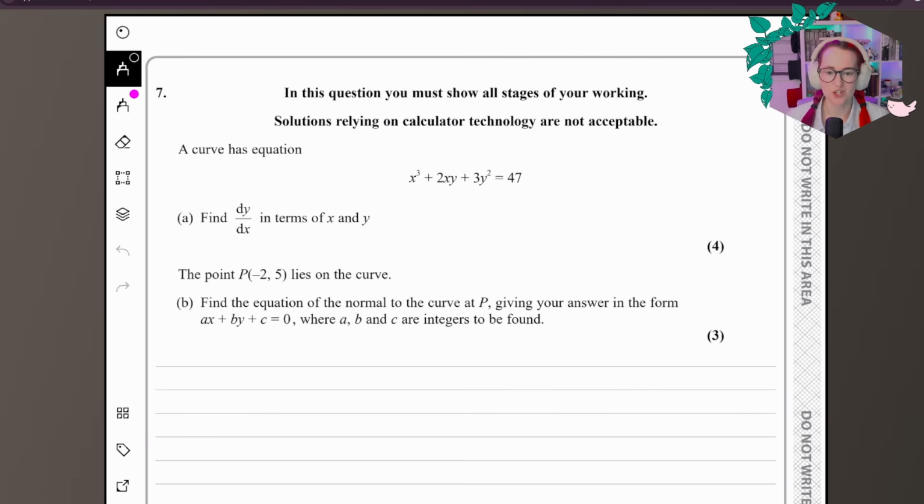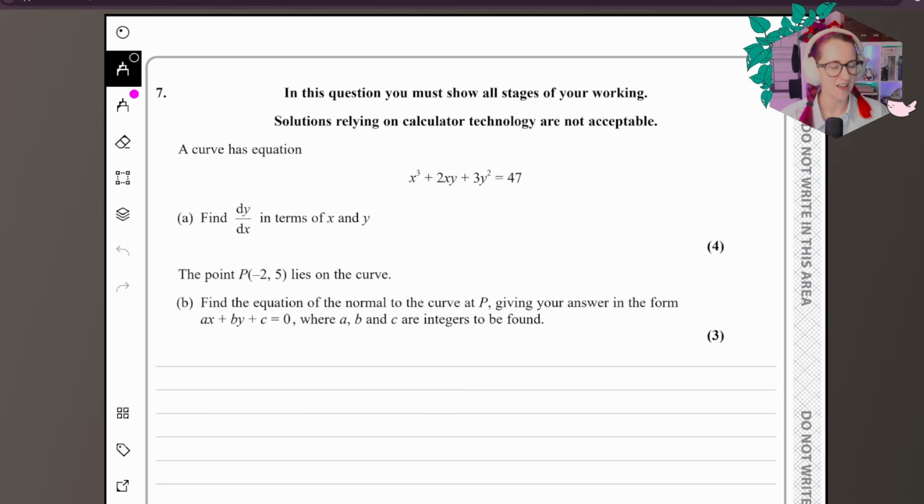In this question, you must show all stages of your working. Solutions relying on calculator technology are not acceptable. So basically what this is saying is, because calculators got so good that they can do this for you, the point is not calculators.